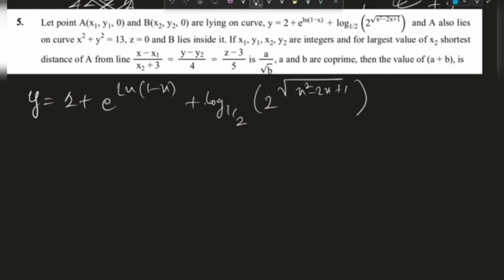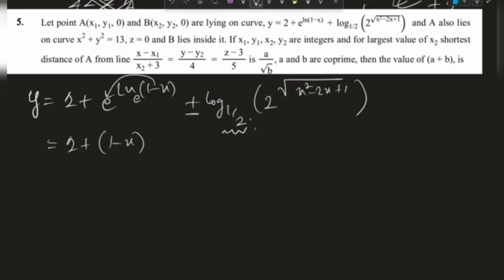They have all manipulated this with log and all. This is e ln e base 1 minus x. So using properties you can bring this down and omit ln and e power. So this has become 2 plus of 1 minus x. And for this thing what you can do is flip this base to base 2 and bring this so that we have a minus here.